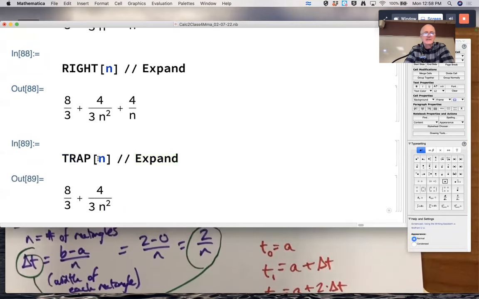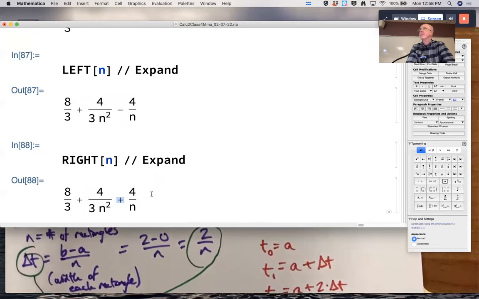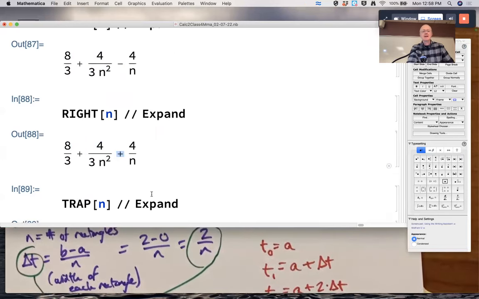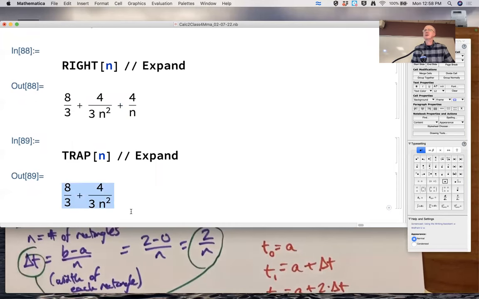Look at each one of these things. The left-hand sum has two terms which go to 0 as n gets larger and larger. And you're left with 8/3. The right-hand sum, same thing. The only difference between these two is this one's a minus sign, that one's a plus sign. But they both go to 8/3 as n goes to infinity. And the trapezoid one's even closer because you don't have that last term. Still goes to 8/3 as n goes to infinity. Limits are still relevant.